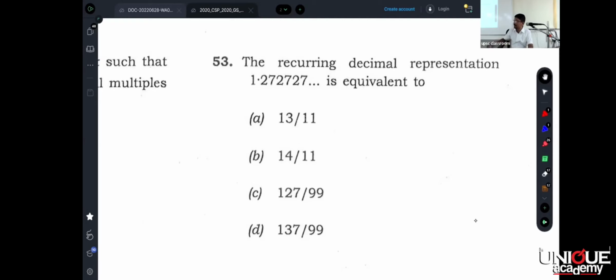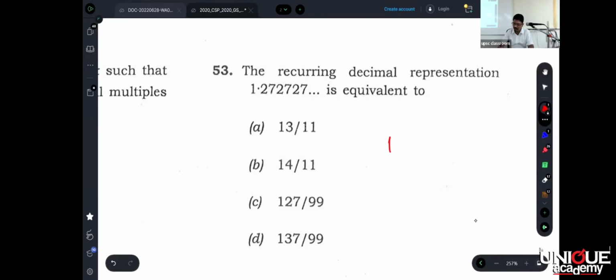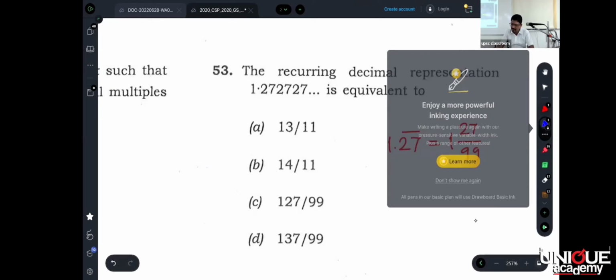Here we have 1.272727 recurring. That is, the integer part is 1. Then the decimal part has 2 different digits repeating again and again. There are only 2 different digits and both are repeating. That's why 99 in the denominator and in the numerator it is 27. Because of that, 3 9s are 27, or 9 3s are 27, and here 11 9s are 99.